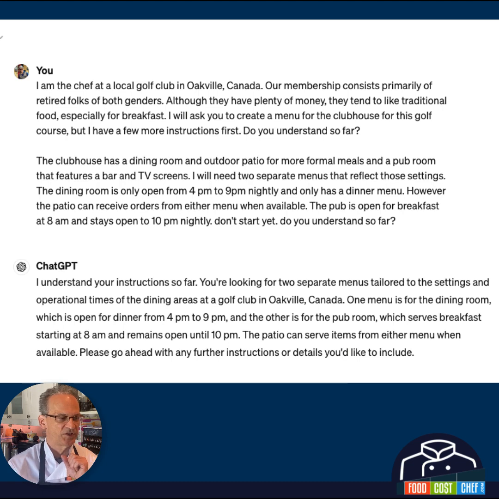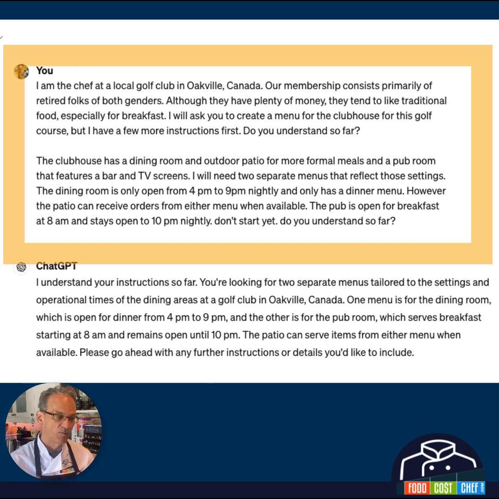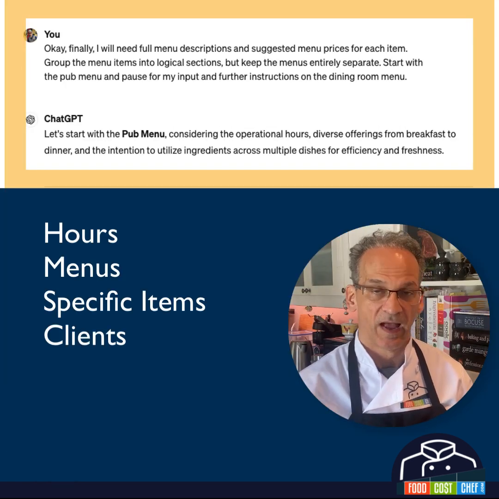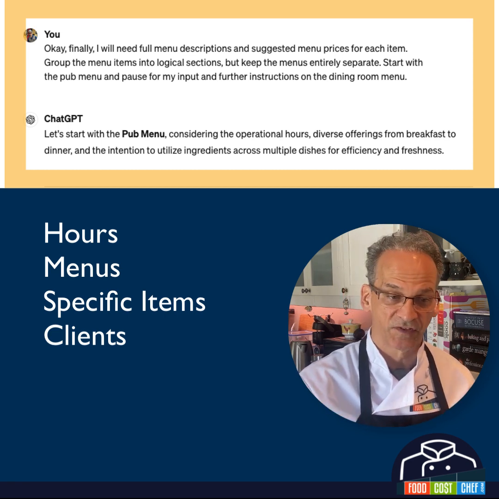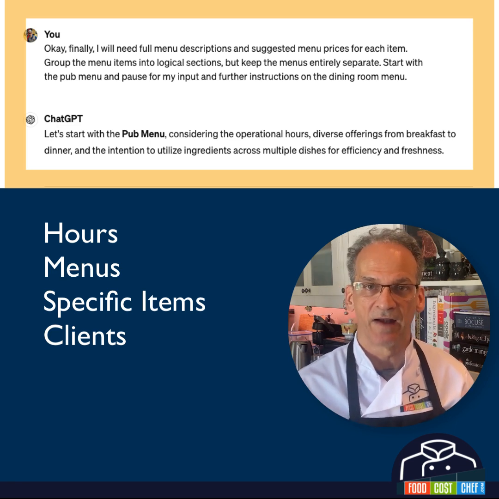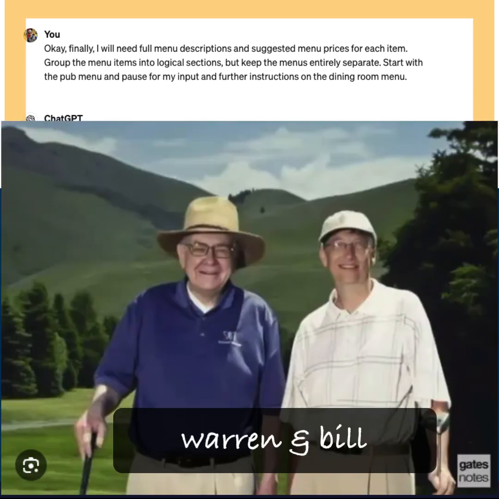First, I approached ChatGPT with a clear outline of my needs. I described the settings of the golf club: a pub that serves breakfast and stays open late, a more formal dining room only open for dinner, and a patio that can serve items from either menu. I started with the pub menu. I specified the operational hours and the variety of meals we needed, from breakfast combos to lunch items like sandwiches and wraps.